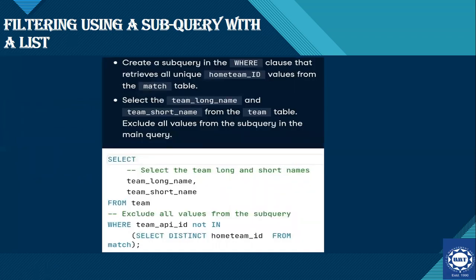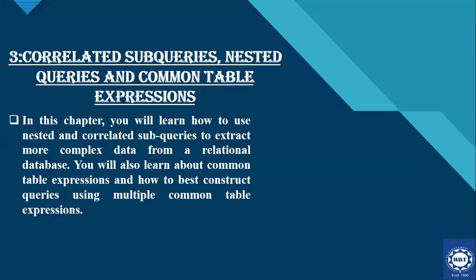Filtering using a subquery with a list. So create a subquery in the where clause that retrieves all unique home team ID values from the match table. Select the team long name and team short name from the team table. Then exclude all values from the subquery in the main query.